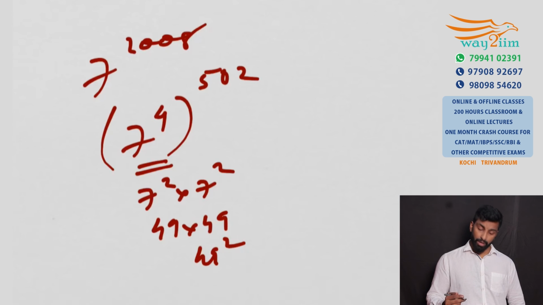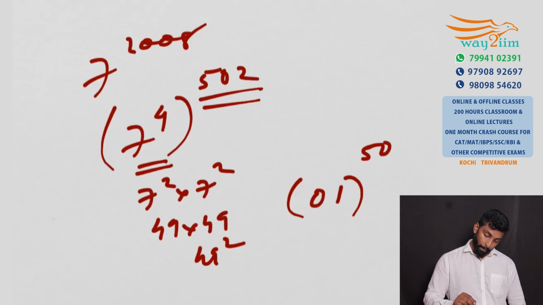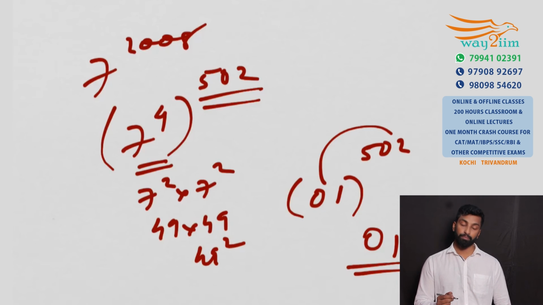You don't know 49 square, but you know 1 square, right? So 1 square is 1. 49 square will be equal to 1 square, so this you will get as 0 1, because you need 2 digits. 1 square is 1 is what you got, you'll add 0. 0 1. Now what is the power? 502. So what is your answer? 1 into 0. Your answer is 0 1.